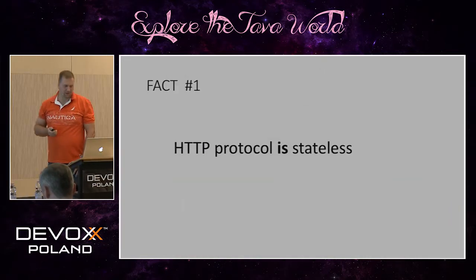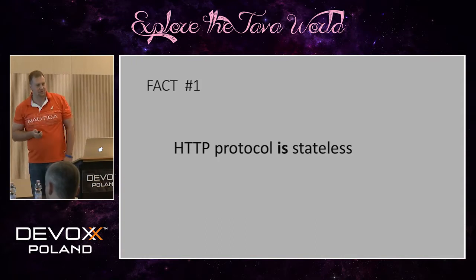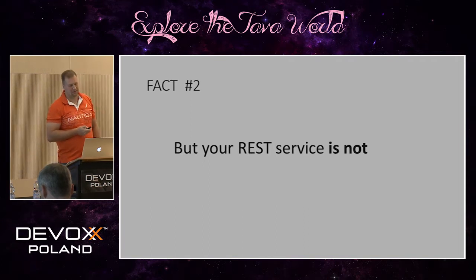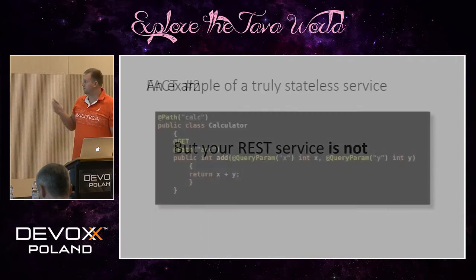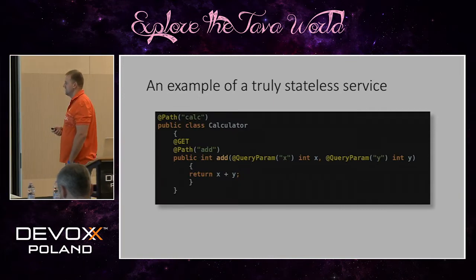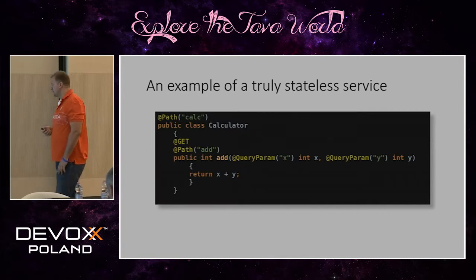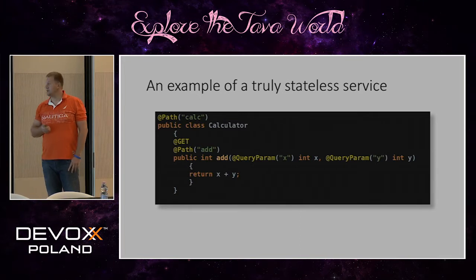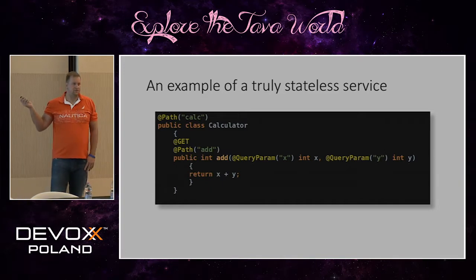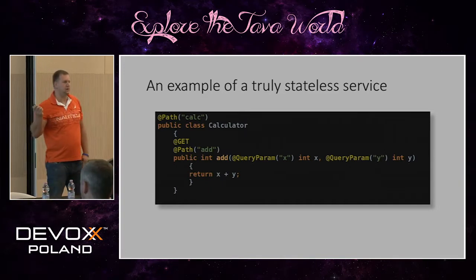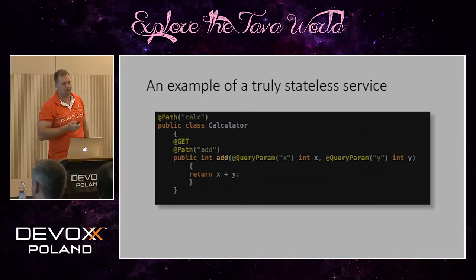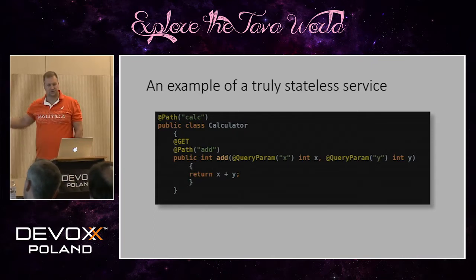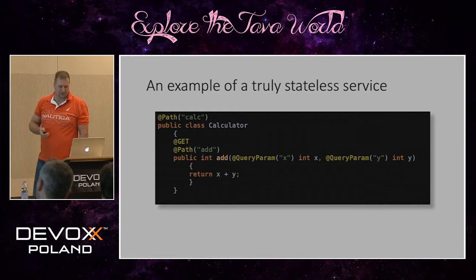So here's the first fact. HTTP protocol is stateless. But here is the second: your REST service that you build on top of it is not. To show you why not, here's the example of a truly stateless service. Anybody built a service like this before? Not very many people. Why? Because it's not very useful. You can do this on the client. Why would you make a service and expose it remotely over the web and pay network cost to do something that you can do in a browser? That's your stateless service.